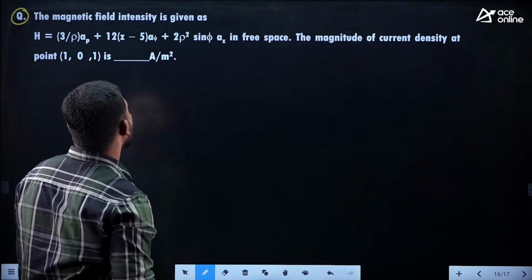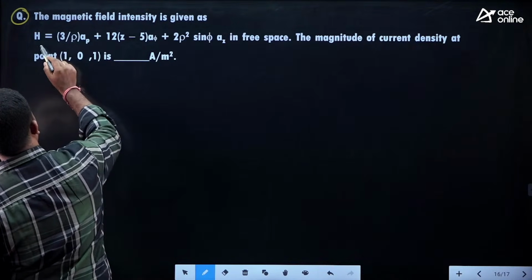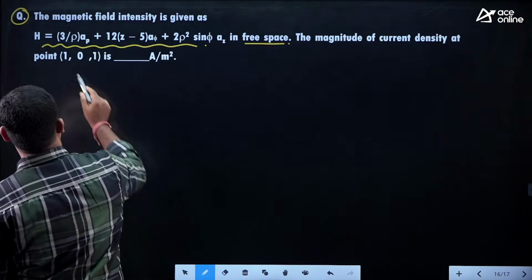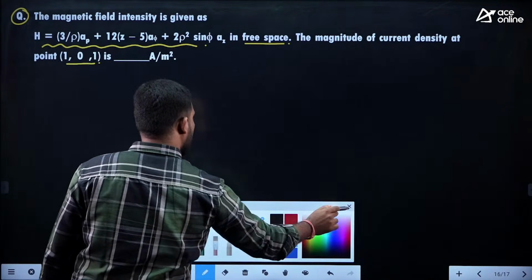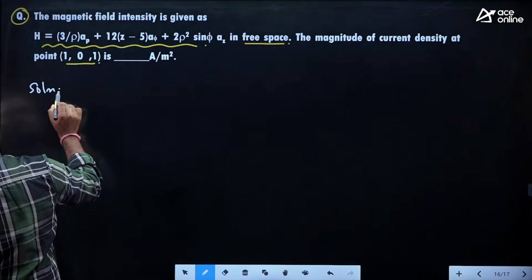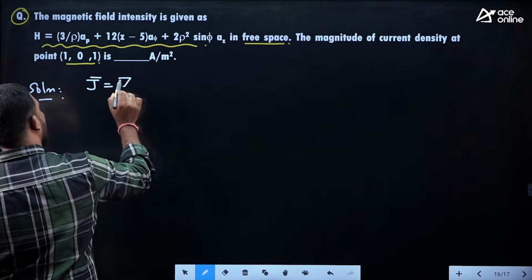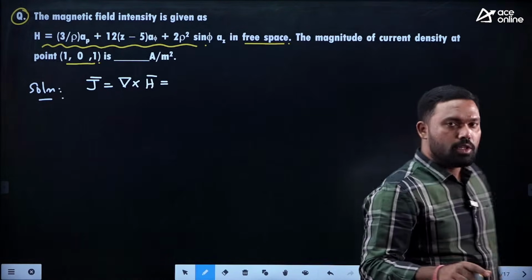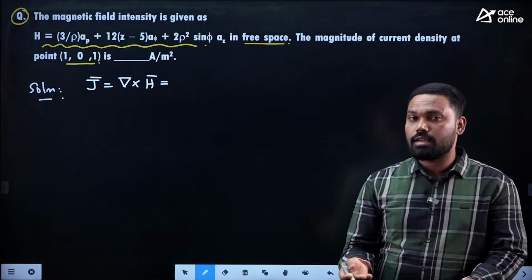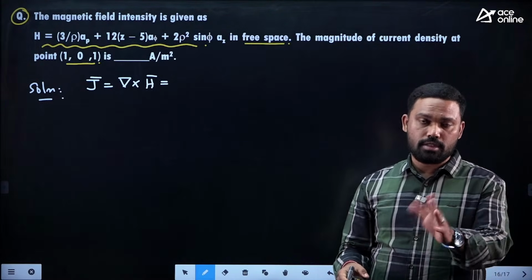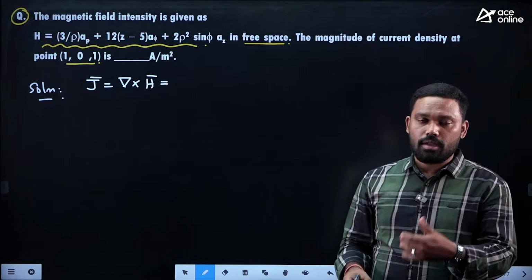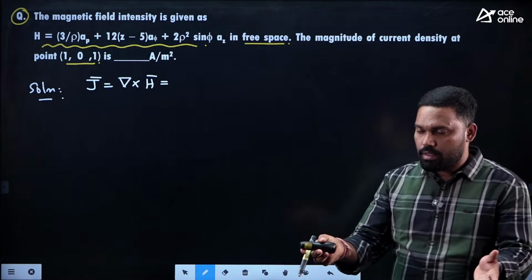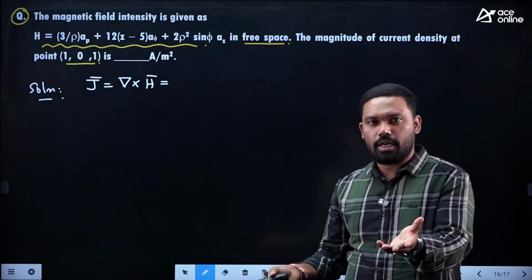Observing the previous papers. The magnetic field intensity is given, in free space. The magnitude of the current density at a point (1, 0, 1) is, so what is the current density, guys? A very popular question this is. J is equal to del cross H. The only thing is you should know the formulas in all the three different coordinate systems. Don't limit yourself only to Cartesian. In recent times, questions were noticed even from cylindrical and spherical. In the electrical paper, that was not the earlier case. Earlier, questions were confined only to Cartesian. So you must be careful with all the formulas.